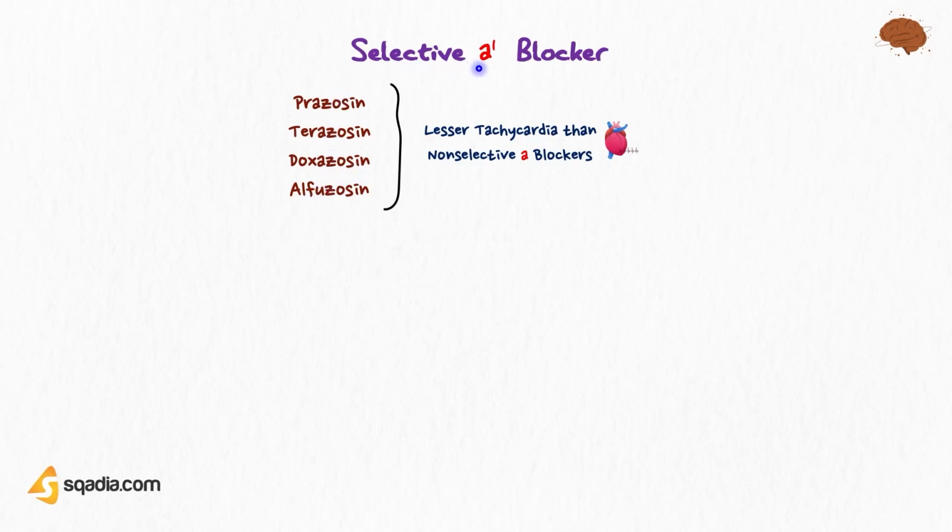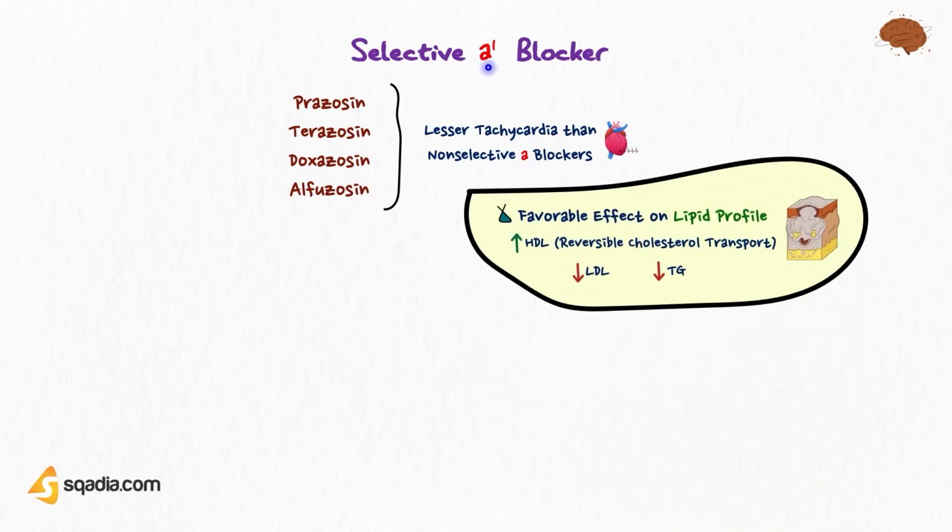Why do we use selective alpha-1 blockers? Because they promote lesser tachycardia, and we are only targeting the alpha-1 receptor and not the alpha-2 receptor. Next, it has a favorable effect on the lipid profile. How? It increases HDL, which is high density lipoprotein and is considered good cholesterol, and it decreases the bad cholesterol, which is low density lipoprotein or LDL, and triglycerides.